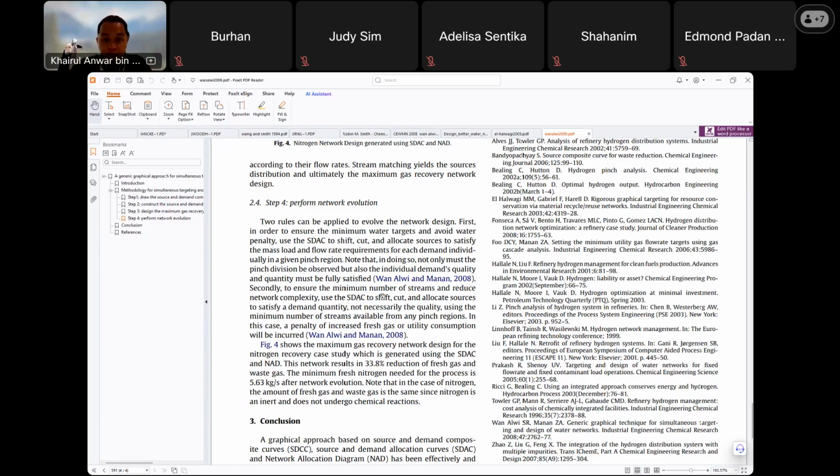Secondly, to ensure the maximum number of streams and reduce network complexity, use the SDAC to shift, cut, and allocate sources to satisfy demand quantity and exclude the quality. And figure 4 shows the maximum gas recovery network design for the nitrogen recovery case study, which is generated using the SDAC and NAD.